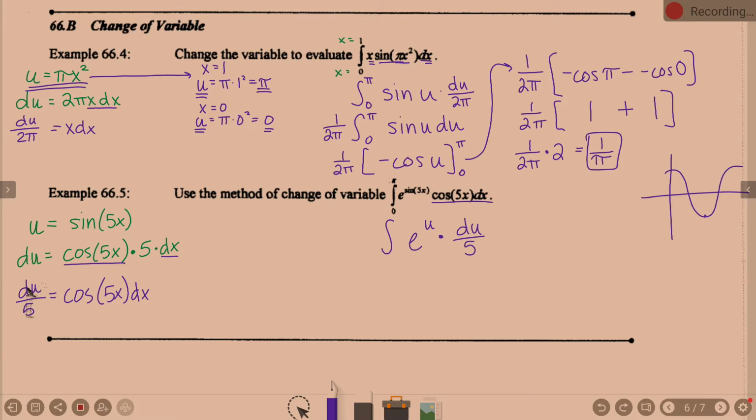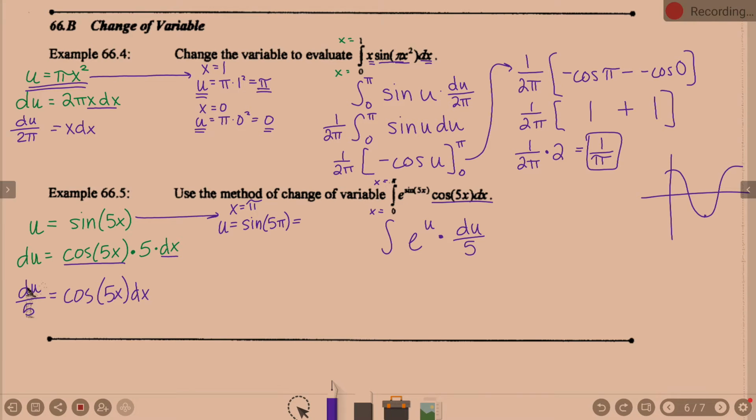Now, keep in mind, these boundaries of 0 and pi, they are x's. If I don't want to have to go back in and sub in that sine 5x again, which is just going to make things nastier, right? That's kind of the reason we have this option. Okay. So u of sine 5x. Let's see. When x is pi, u is sine of 5 pi.